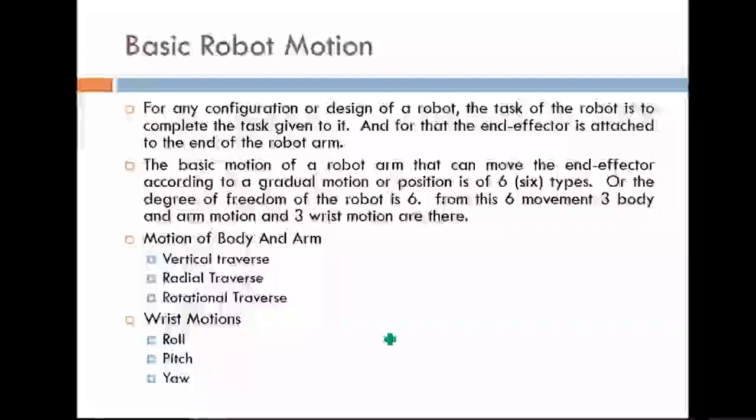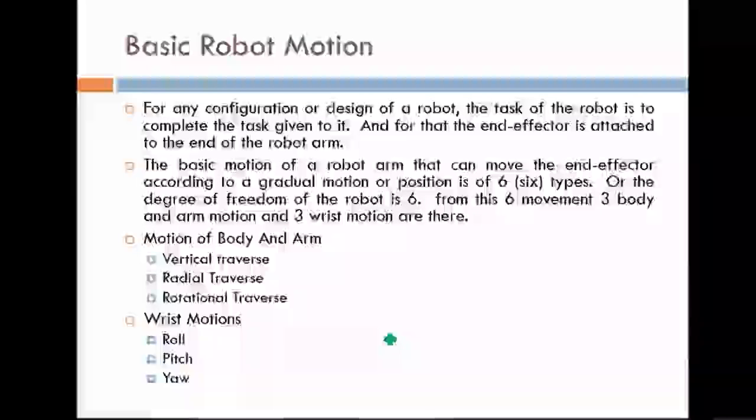For that, an end effector is attached to the end of the robot arm. The basic motion of the robot arm that can move the end effector, according to the motion or the position, is divided into 6 types. Which 6 types of motion are there? It means our 3 axes x, y and z move in linear motion.